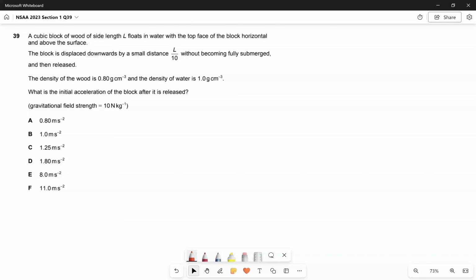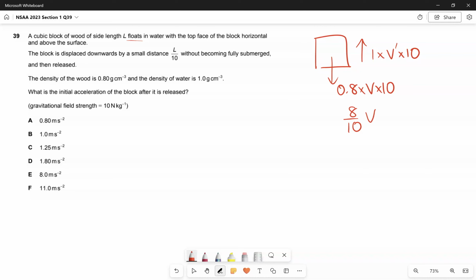So we notice that it's floating initially, which means that it is in equilibrium. So that means the block, in terms of the weight going down, is 0.8 times its volume times g, which is 10. And in terms of upthrust, this will be 1, the density of water, times the volume submerged, I'll call that v dash, and then times 10. These must be equal. So the 10s cancel out, and we know that v dash must equal 0.8 v, which is 8 over 10 v.